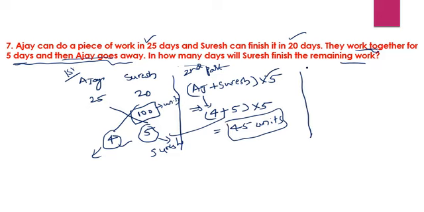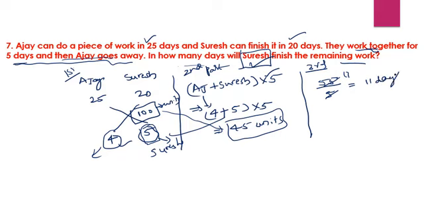Now coming to the third part, Ajay left the job, so now remaining is Suresh. So total 100 units to be completed and 45 is completed by both Ajay and Suresh. Now remaining is 100 minus 45, which is 55 units. So Suresh can complete the 55 units in how many days? We know that Suresh can do 5 units in 1 day. So 55 units will be completed in 55 by 5, that is 11 days.